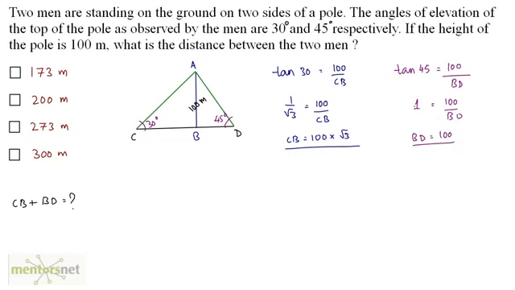So we've got the value of CB and BD. We can calculate their addition. So CB is equals to 100 times root 3. We can calculate that 100 times root 3 is 1.73. So this is basically 173. So we have 173 plus 100, right? 100 plus 173 is 273 meters. So the distance between these two men is 273 meters, and that is option C.